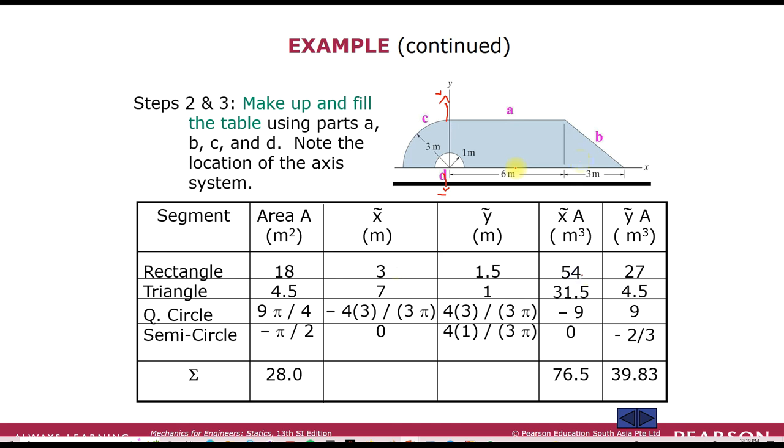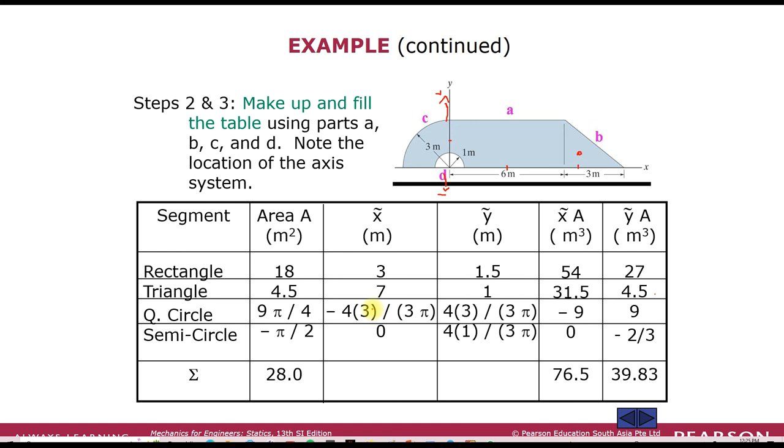Quarter circle. Okay, the area is pi r squared over 4. Since r is equal to 3, the radius here, it's 9 pi over 4. And for the x coordinate, the formula for the centroid of a quarter circle is 4r over 3 pi. Since r is 3, and because the position of x is negative from the coordinate axis here, it's minus 4 times 3 over 3 pi. And for y, again, it's 4r over 3 pi, so the radius is 3, so it's 4 times 3 over 3 pi.